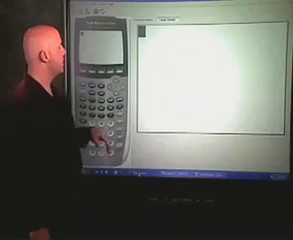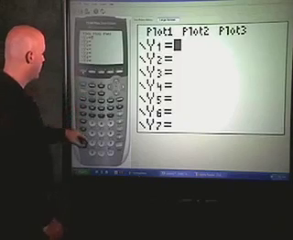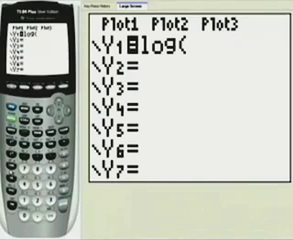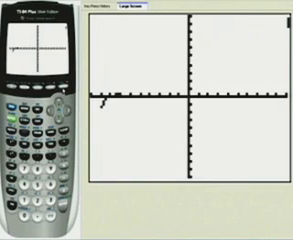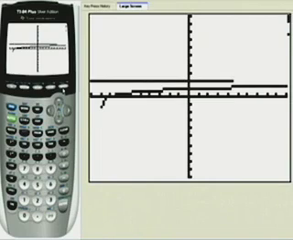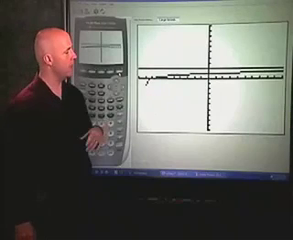We go to our graphing calculator. In y1, we're going to enter log base 10 of x plus 9, close parentheses, enter, and in y2 we enter the constant 2 as the right side of our equation. I'm going to graph that using our standard viewing window. It's minus 10 to 10 in both x and y.